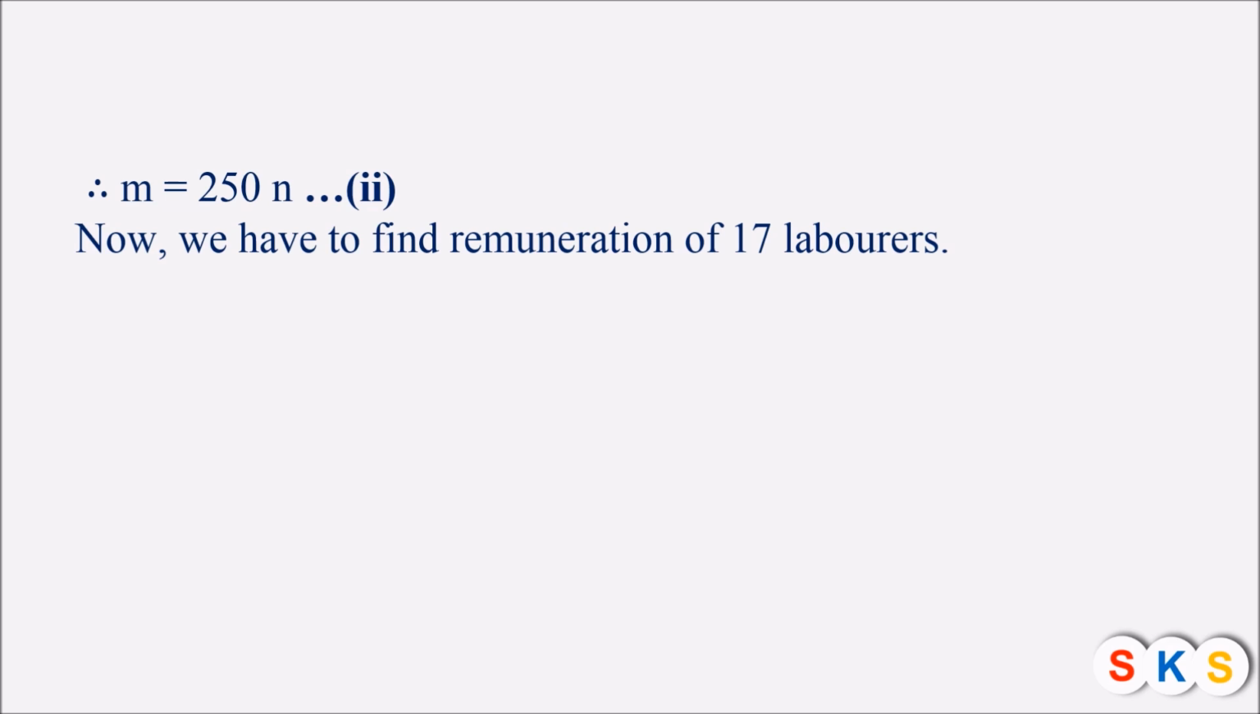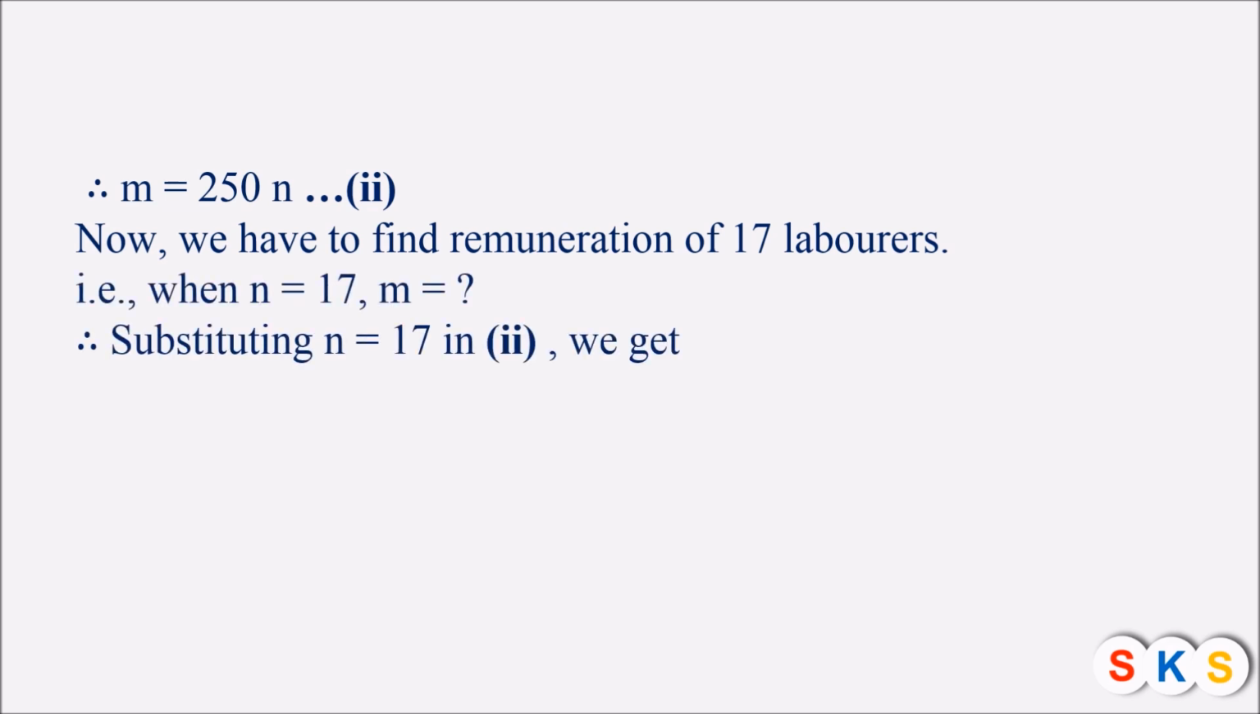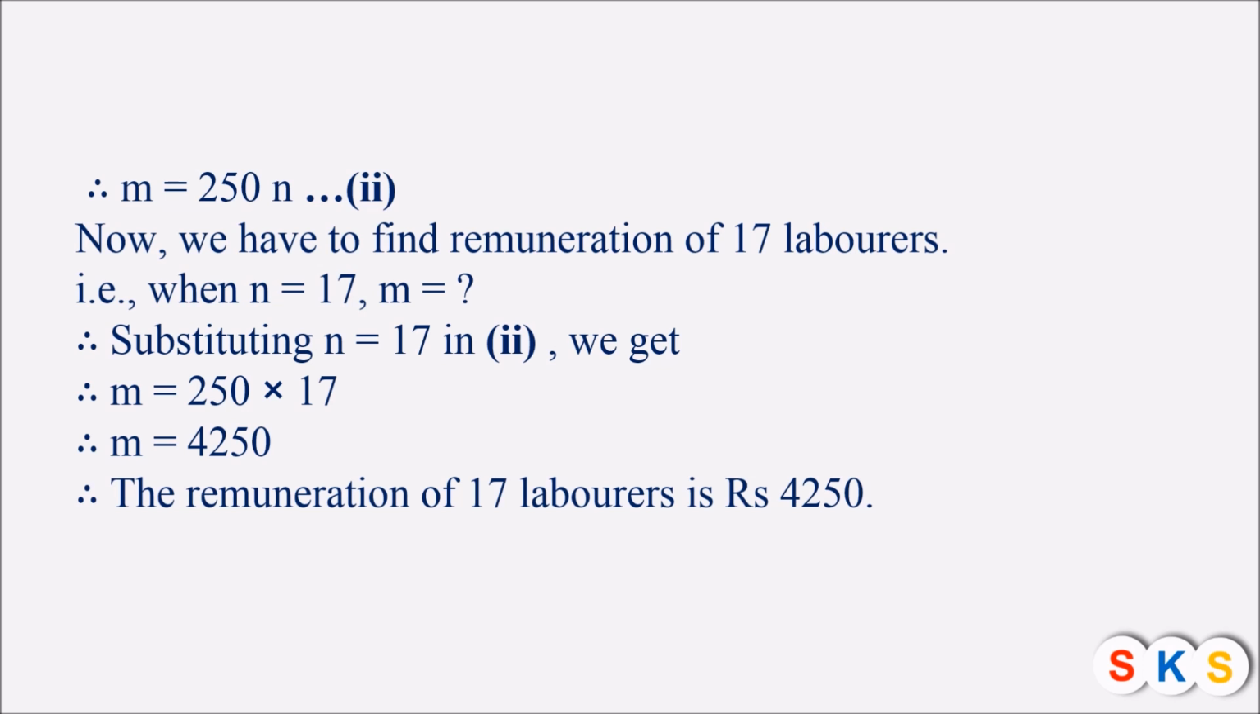Now what is given here? We have to find the remuneration of 17 laborers. So here we know n is 17 and we have to find m. So substituting n equals 17 in equation number 2, we will get m equals 250 into 17. So m equals 4250. It means the remuneration paid to 17 laborers is rupees 4250.